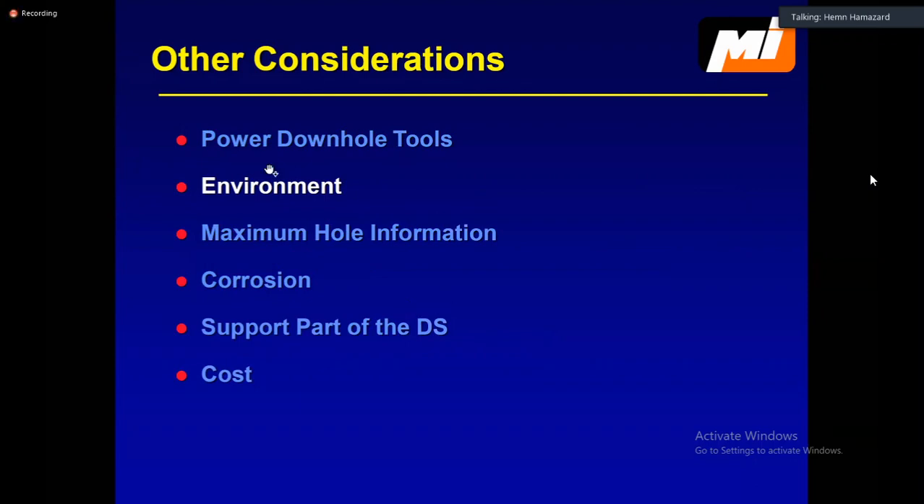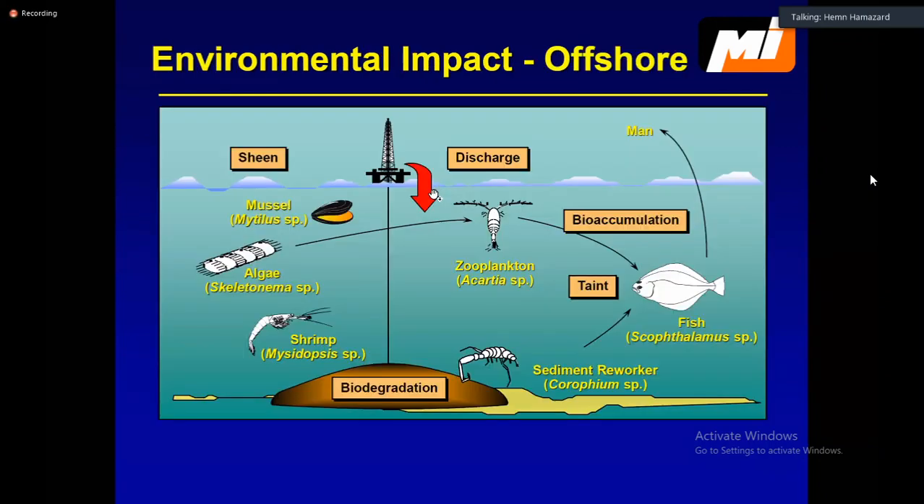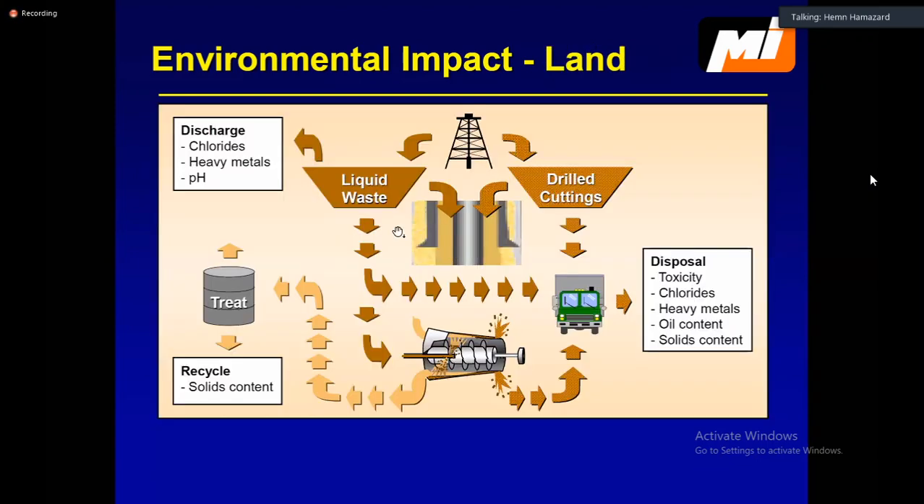Another consideration is the environment. As you know, mud is a damaging material to the environment. If you spill the mud, you can damage the environment, especially offshore, because it's a very tiny place to work on. For example, if you spill the oil-based mud into the sea, that can create issues for the animals that live in the sea. This is one of the examples of the impact on the environment.